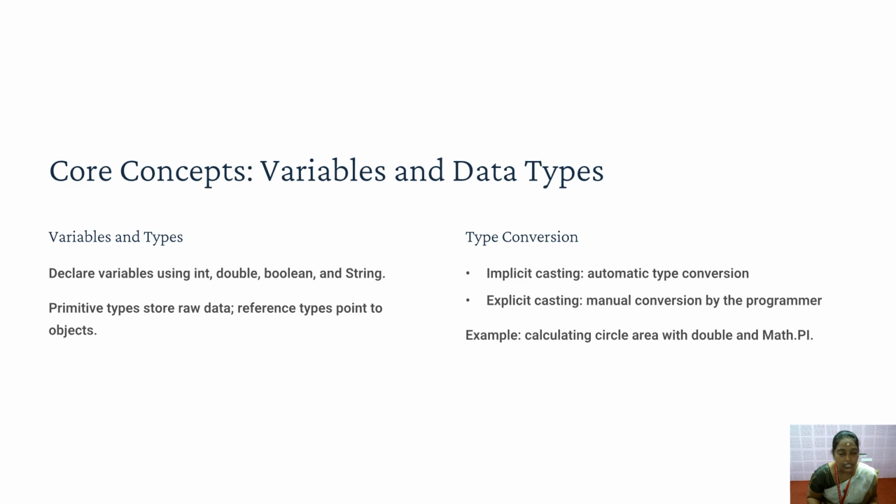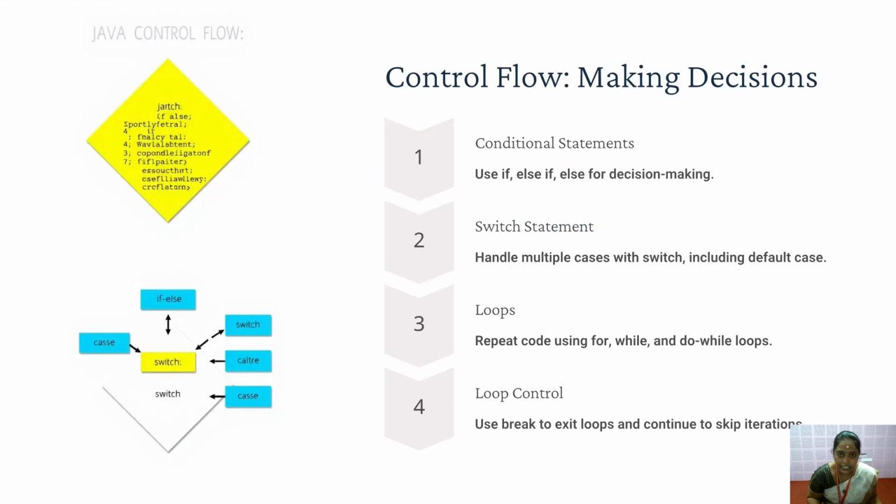And we have type conversion also. There are two types of type conversion. One is implicit casting, that means automatic type conversion, and the other is explicit casting, manual conversion by the programmer. Implicit casting converts from smaller to larger, and explicit casting we do from larger to smaller.